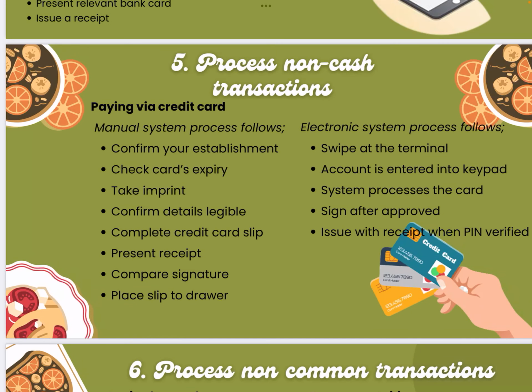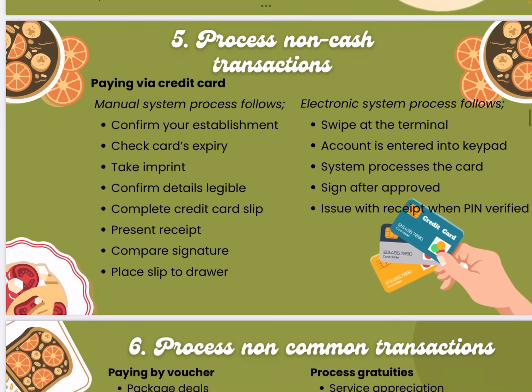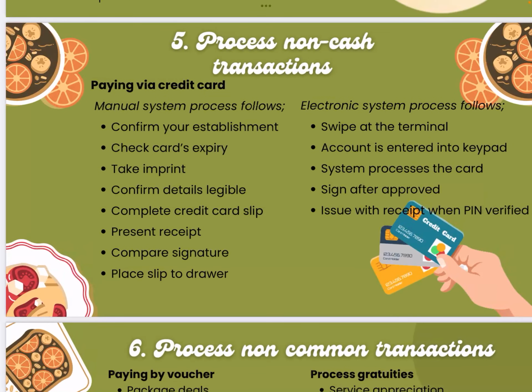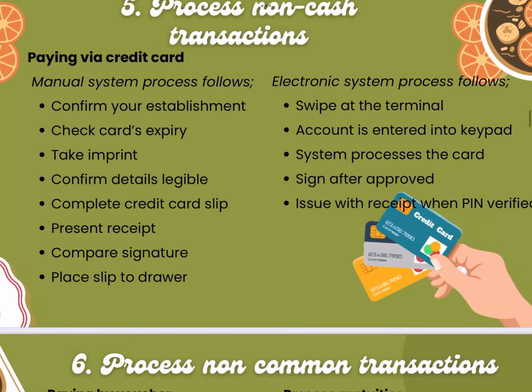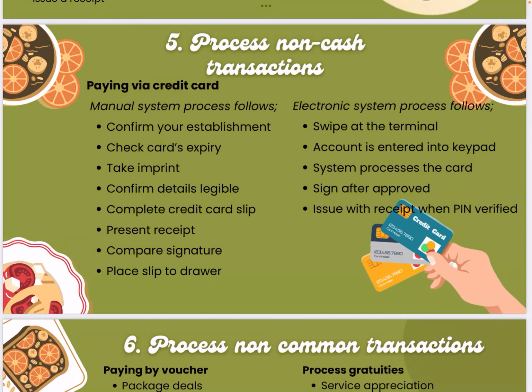Next, process of non-cash transaction. Paying via credit card. So the manual system follows. Confirm the establishment. Check if the card is still valid. Take the imprint. Okay, these are the information that you normally check. Compare the signature. So make sure that if the customer signs the receipt, the signature at the back should also be the same. So basically, these are the same steps that we normally see. We swipe them, the check comes out, and we let them sign.